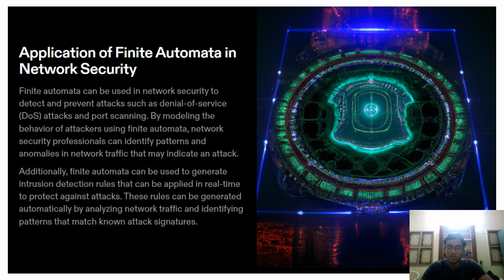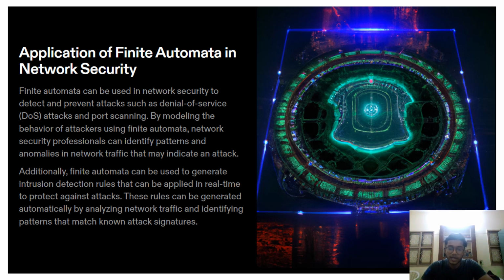Finite automata can also be used to create firewall rules that filter and block unauthorized traffic by defining the permissible input and output of network devices. By using finite automata, network administrators can ensure that only legitimate traffic is allowed through the network. This helps to prevent denial of service attacks, port scanning, and other malicious activities.